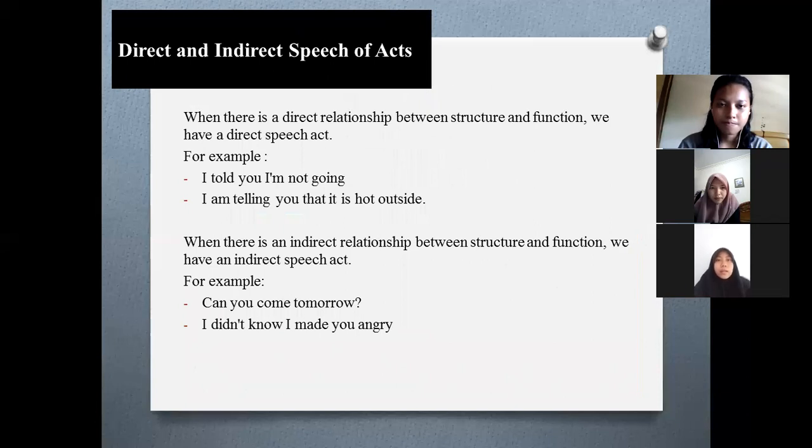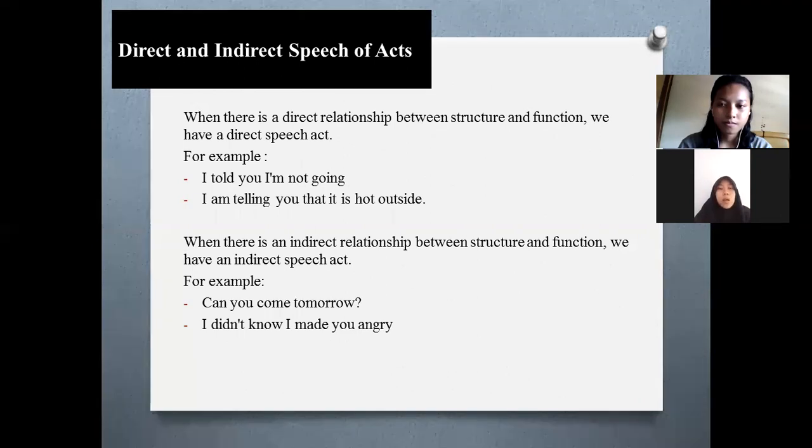And next, direct and indirect speech acts. When there is a direct relationship between structure and function, we have a direct speech act. For example, 1, I tell you I'm not going, and 2, I am telling you that it is hot outside. When there is an indirect relationship between structure and function, we have an indirect speech act. For example, can you come tomorrow? Or I didn't know I made you angry.